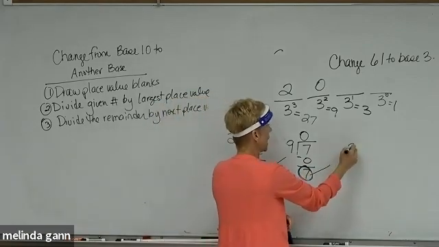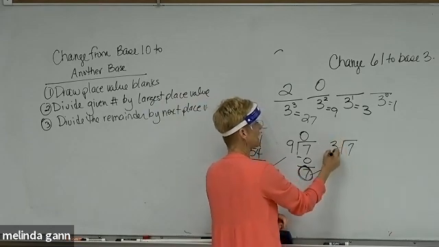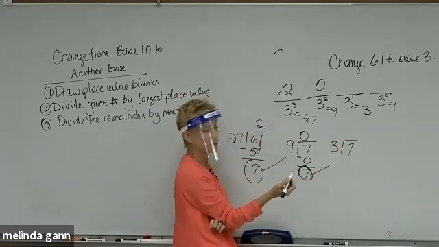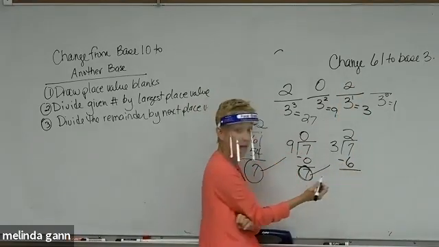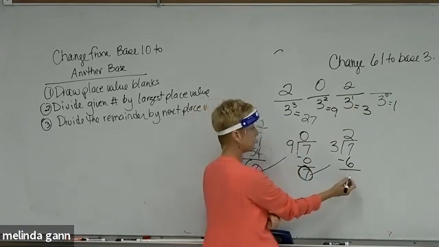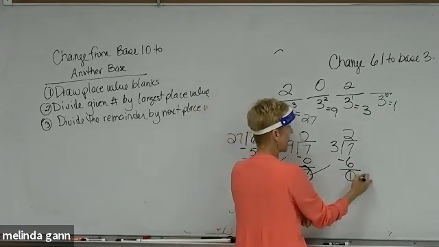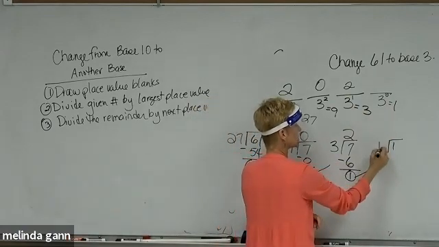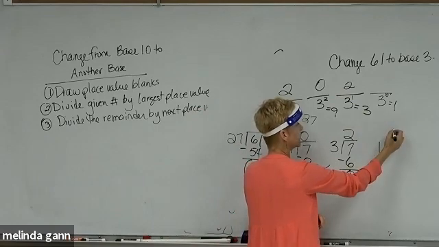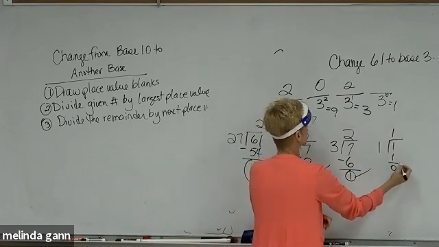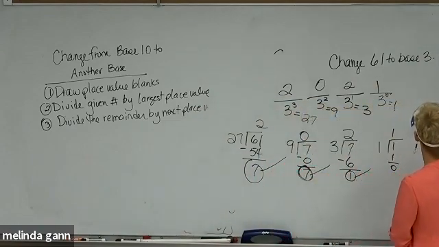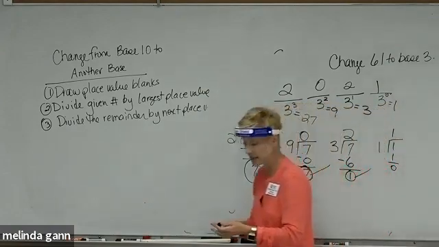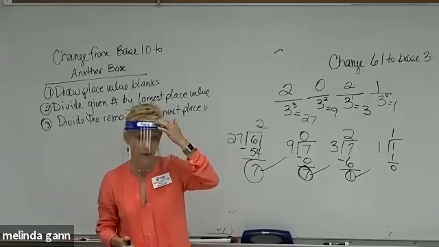So now I take that remainder. How many 3s can I pull out of 7? 2. Won't that be 6 that I've used up now? What am I left with? 1. And that remainder gets divided by the next place value. How many 1s can I pull out of 1? 1. So my answer ends up being 2021 in base 3. Make sure you write the base, because if the base is missing, they think you mean base 10. Is everybody with me?